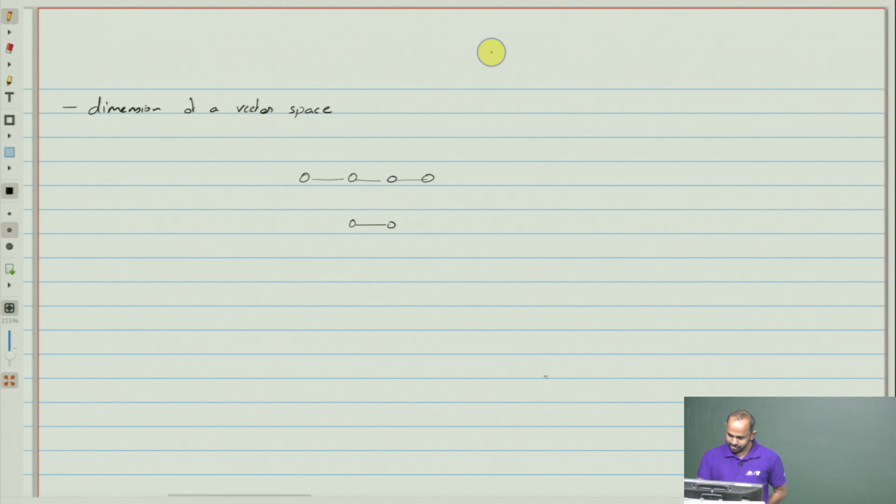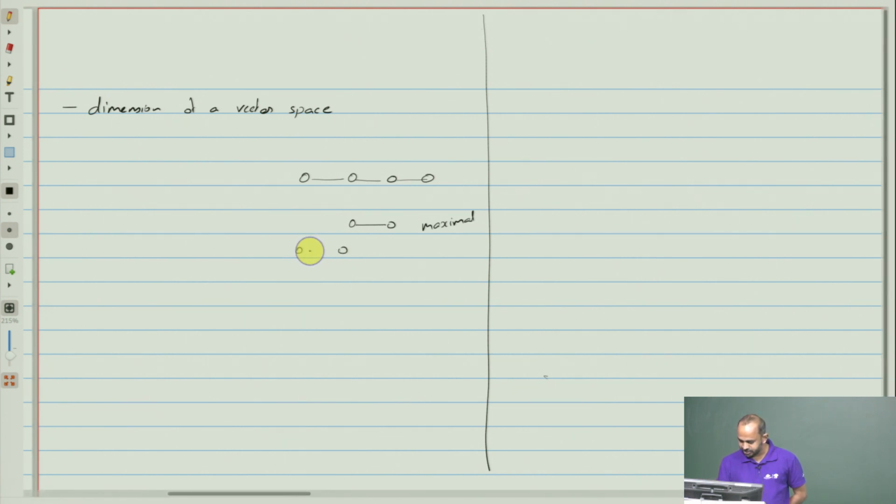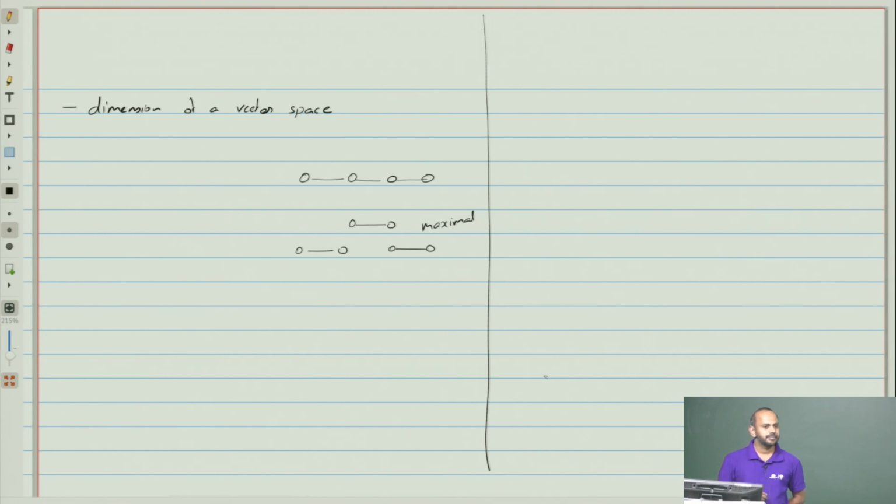So the matching here is a maximal matching, because I cannot add any more edges, it will not become a matching, since all the other edges also have these nodes in common. This is a maximal matching, but the maximum matching is actually this. This is a maximum matching.